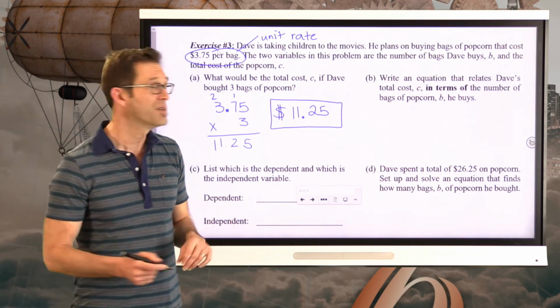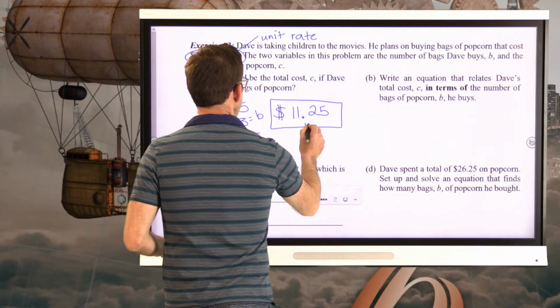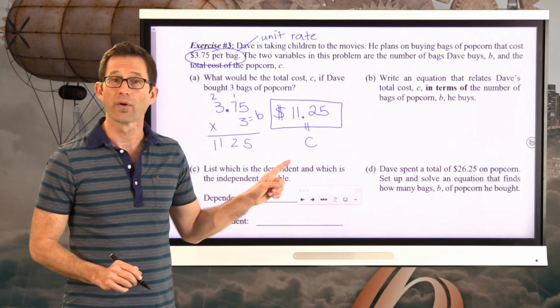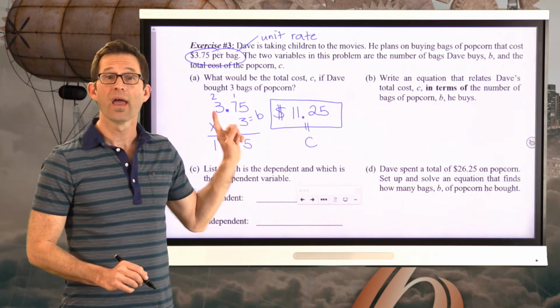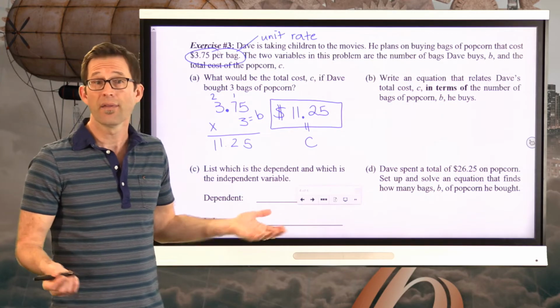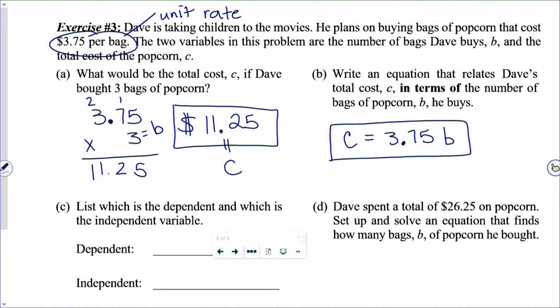Well, in this case, B was equal to 3 and C was equal to 11.25. And how did we figure out the value of C? We took B, the number of bags, and we multiplied by $3.75 to get C. And that's the equation, right? The cost will simply be $3.75 times the number of bags of popcorn that Dave buys.